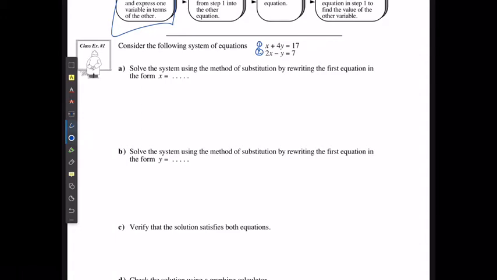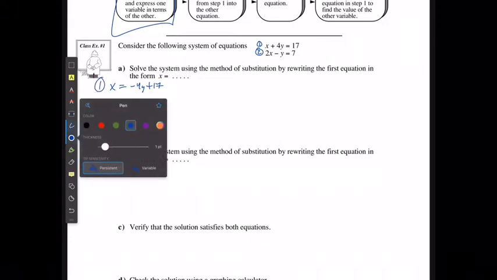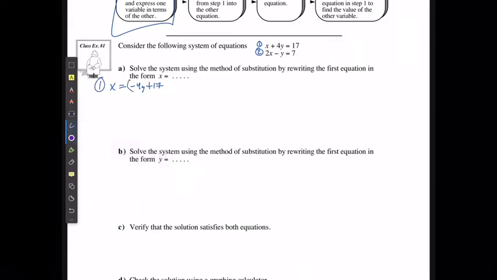And I'm going to say that x equals, well, when I move the y to the other side, negative 4y plus 17. And this is all from equation 1. Now I'm going to take what x is equal to in equation 1 and replace x in equation 2 with that. So I'm going to go to equation 2 and say that I have 2, use brackets to substitute, (negative 4y plus 17) minus y is equal to 7.